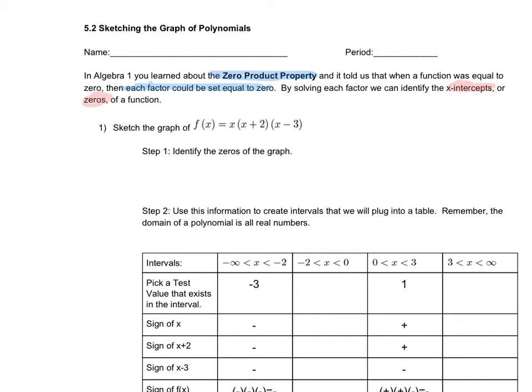So I want to sketch the graph of x times x plus 2 times x minus 3. What I'm going to do is set the equation equal to 0. So I'm going to say 0 equals x times x plus 2 times x minus 3.